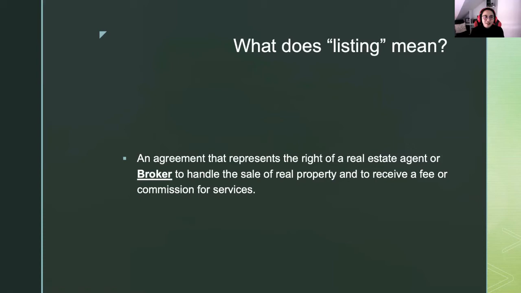So that meaning they might not get buyers from another realtor or another broker. Okay. Next is, what are the different types of listings?